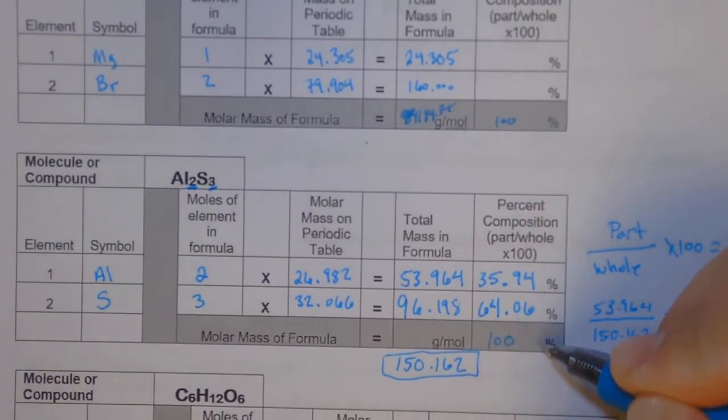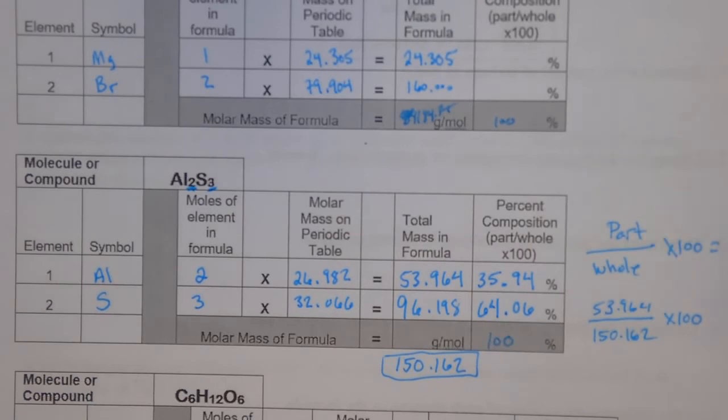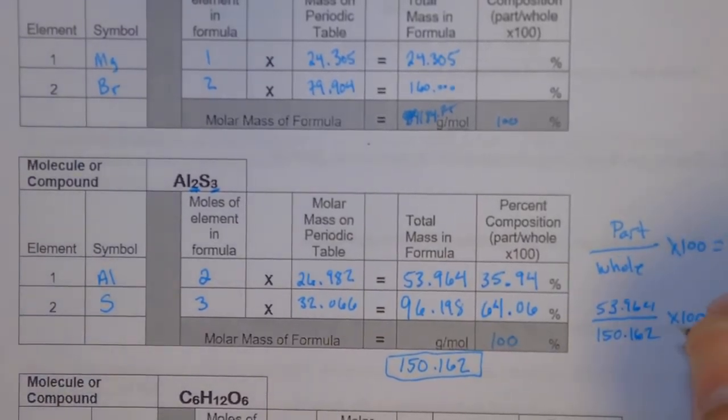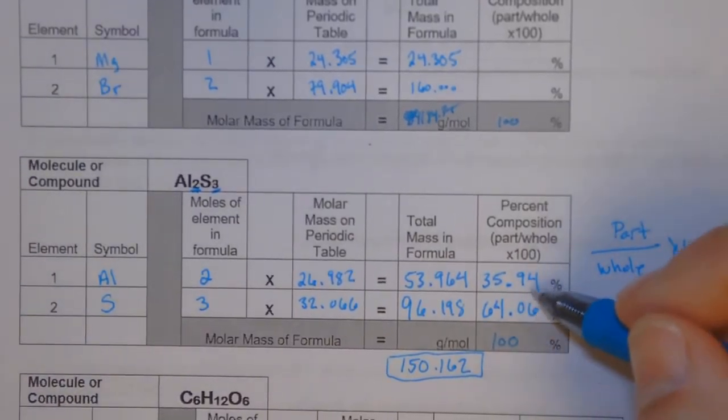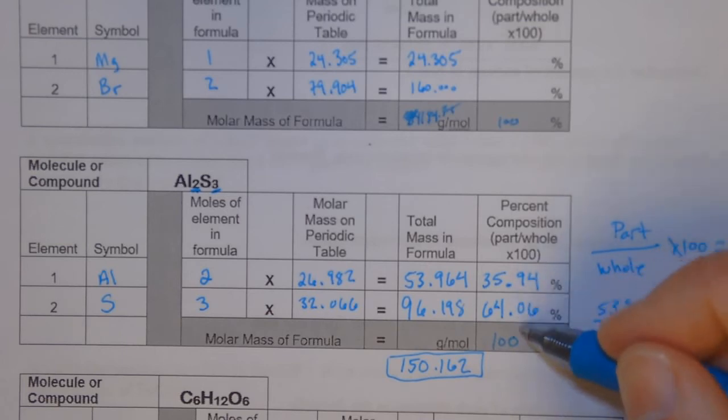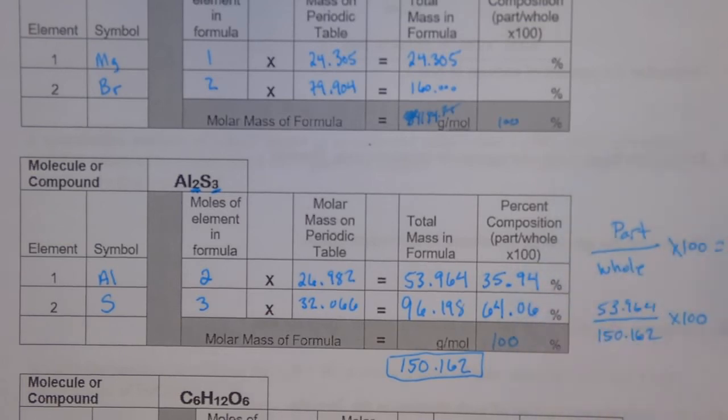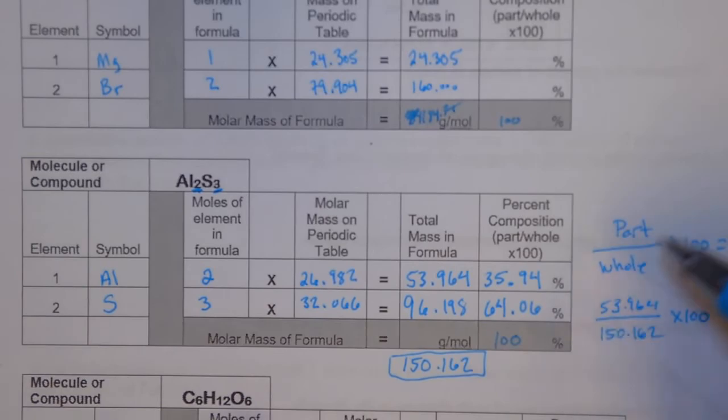If your total percent comes out to be 99 or just over 100, that's okay, because sometimes we do some rounding in this area to make this number not quite 100, and that's okay. All right, so that's the box examples.